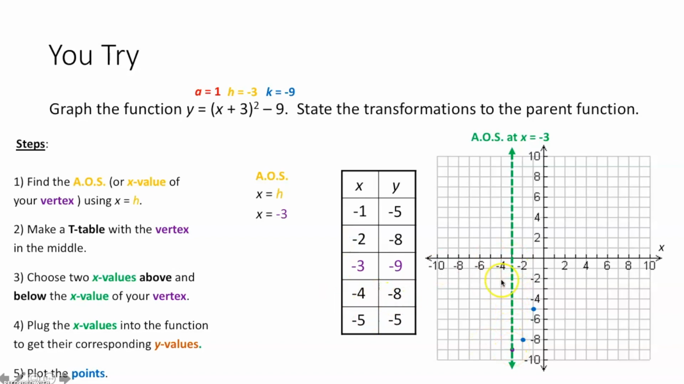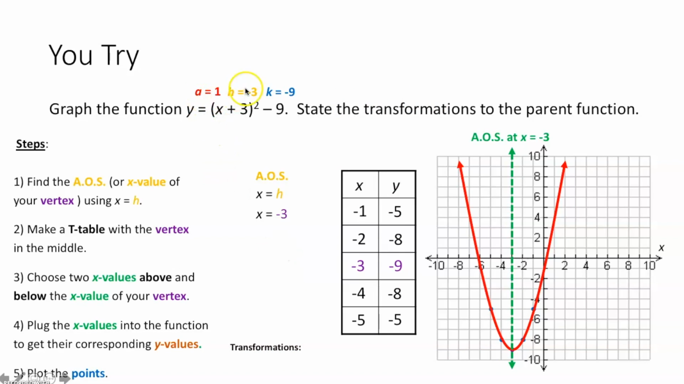-4, comma, -8. We go over -4 on the x-axis, down -8 on the y-axis, put a point. And then -5, comma, -5. Over -5 on the x-axis, down -5 on the y-axis, put a point. Draw a parabola going through those. Looks like we graphed it correctly because our axis of symmetry cuts it right down the middle. Sweet. Now let's figure out the transformations to the parent function.